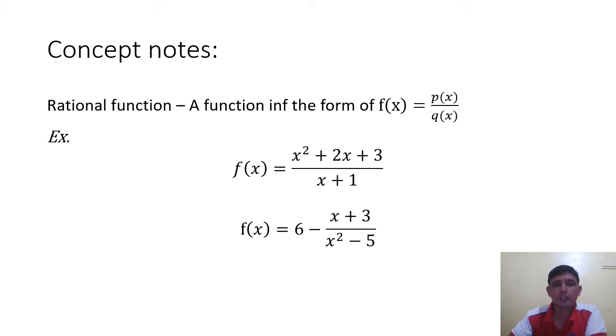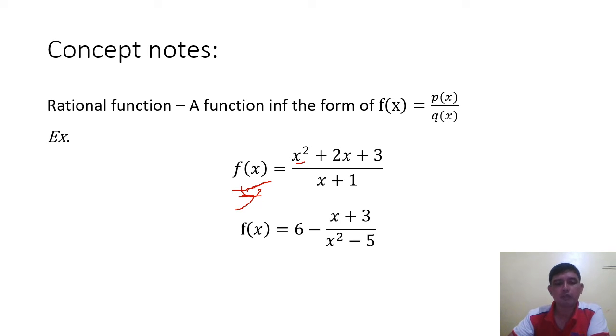Okay, a rational function is a function in the form f of x equals p of x over q of x. So this is a function, meaning there is a dependency from one variable to another. f of x is dependent on the value of x. Once x increases, f of x also increases. f of x can also be represented by y. While the value of x changes, the value of y changes. The value of x changes, f of x changes.